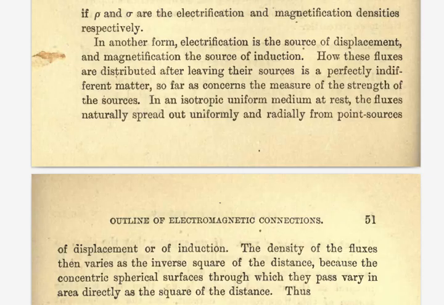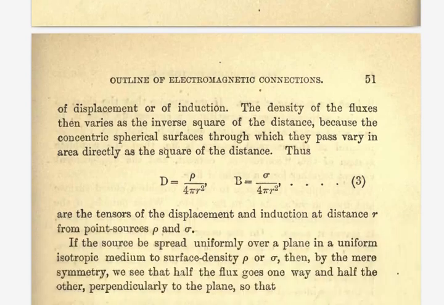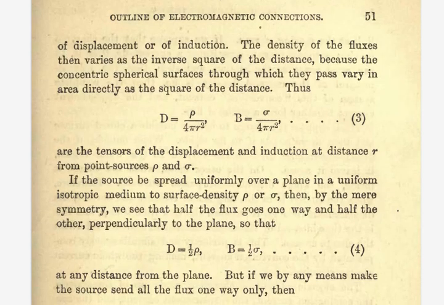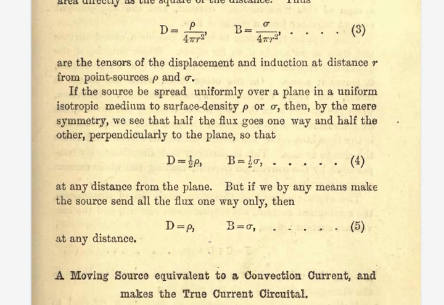How these fluxes are distributed after leaving their sources is a perfectly indifferent matter, so far as concerns the measure of the strength of the sources. In an isotropic uniform medium at rest, the fluxes naturally spread out uniformly and radially from point sources of displacement or of induction. The density of the fluxes then varies as the inverse square of the distance, because the concentric spherical surfaces through which they pass vary in area directly as the square of the distance. Thus, d equals rho over 4 pi r squared, and b equals sigma over 4 pi r squared, are the tensors of the displacement and induction at distance r from point sources rho and sigma.